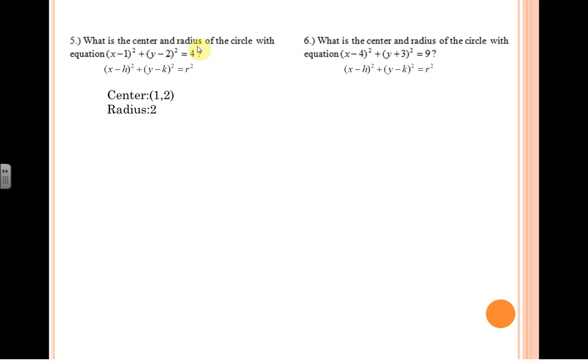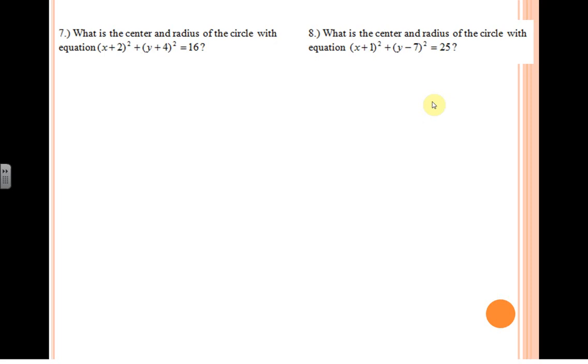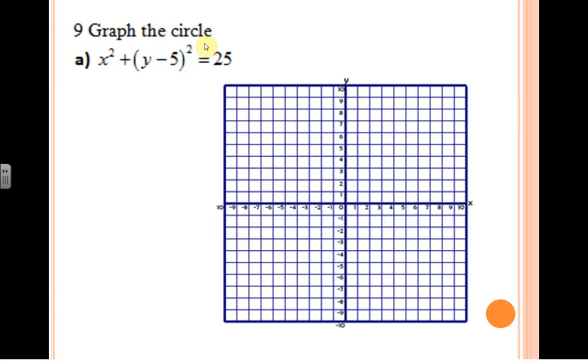In number 6, we would have 4 and negative 3. Again, if you had substituted a negative 3 in, that's what would have given you that positive value. And the square root of 9 is 3. Keeping it going, we have negative 2, negative 4. Again, the opposite signs. And the square root of 16 is 4. In number 8, it's negative 1, positive 7. The square root of 25 is 5.